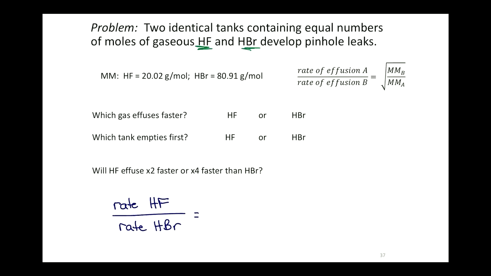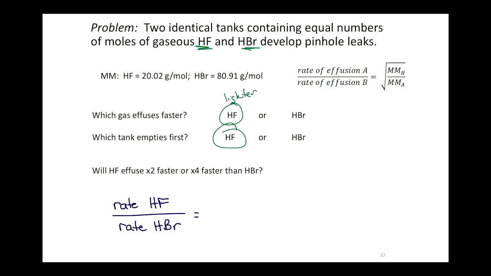So based upon that information, which gas effuses faster, HF or HBr? HF, because it's lighter. Yes, the particles are moving faster. But then which tank empties first, the faster one or the slower one? The faster one, yes. I changed the wording there. And then finally, will the HF tank effuse 2 times faster or 4 times faster than the HBr tank? What do we think?